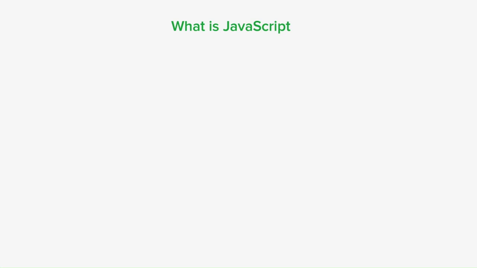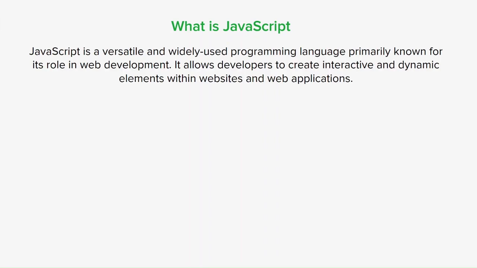So what is JavaScript and what is it used for? JavaScript is a versatile and widely used programming language, primarily known for its role in web development. It allows developers to create interactive and dynamic elements within websites and web applications. JavaScript is executed on the client side, meaning that it runs directly in the user's browser, enabling real-time changes to be made to the content and appearance of a web page without requiring a full page reload.